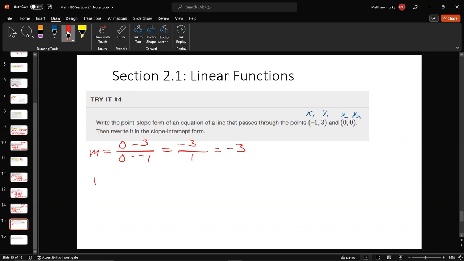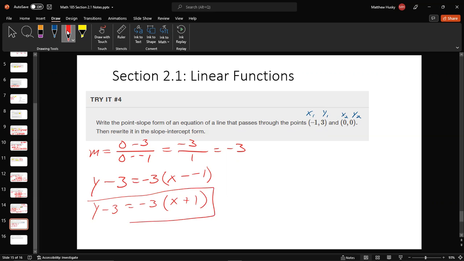Then let's see. Y minus y1. Y1 is 3. M is next, -3. X minus x1, which is -1. So you have y minus 3 equals -3 times x plus 1. That is point slope.